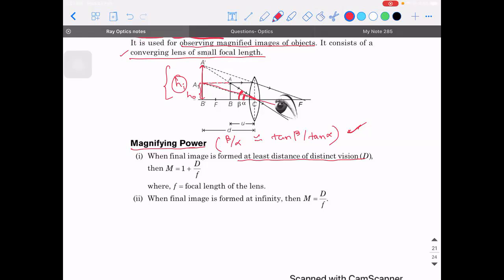So there are two scenarios for all optical instruments. What are the two scenarios? One is when the image is formed at the least distance of distinct vision, and the second is when the image is formed at infinity. So when will the image be formed at infinity? When the object is kept exactly at the focus. Any doubt till this point?